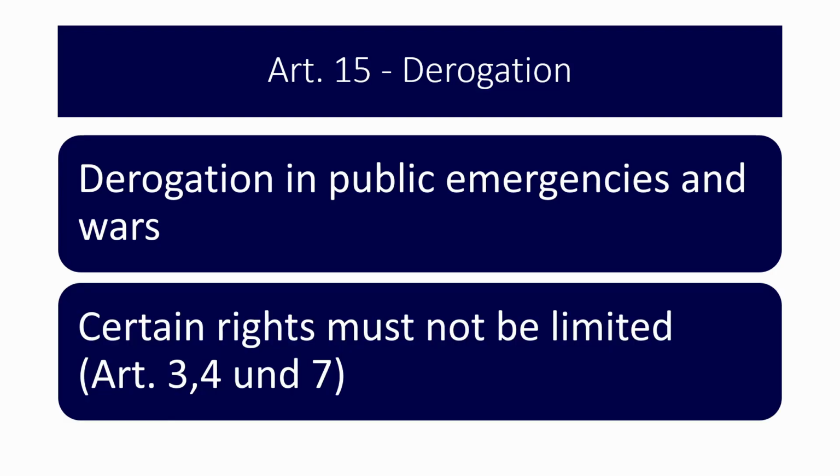An example from recent times is the derogation by Turkey following the attempted coup in July 2016. After that attempt, the Turkish government declared a state of emergency and derogated from the Convention. The European Court of Human Rights has dealt with the question to what extent this derogation was justified in a number of cases after that. Certain rights must not be limited even in a state of war or public emergency. These are in particular Article 3, the prohibition of torture, Article 4, the prohibition of slavery and forced labor, and Article 7, which enshrines the principle no punishment without law.